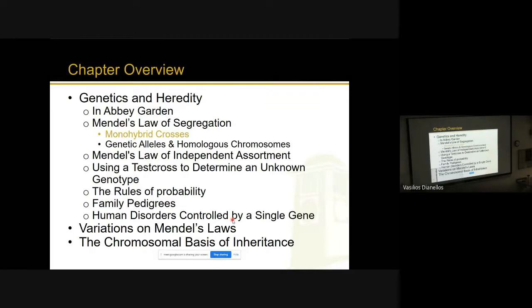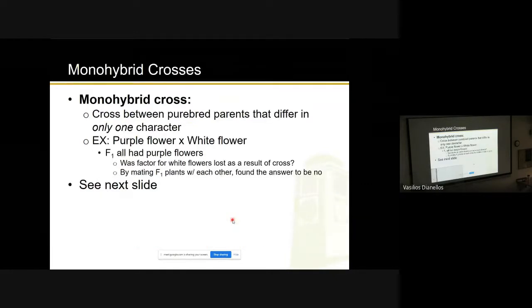let's talk about the monohybrid crosses. What is a monohybrid cross? That is a cross between purebred parents that differ in only one character. In other words, everything we've talked about and all these little examples I've been giving you so far have been a monohybrid cross. Meaning, for example, he was looking at flower color. Like, all right, this plant has a purple flower. This plant has a white flower.